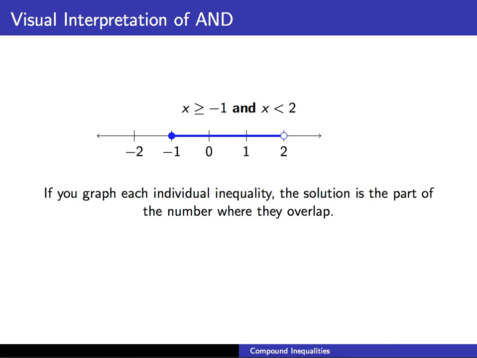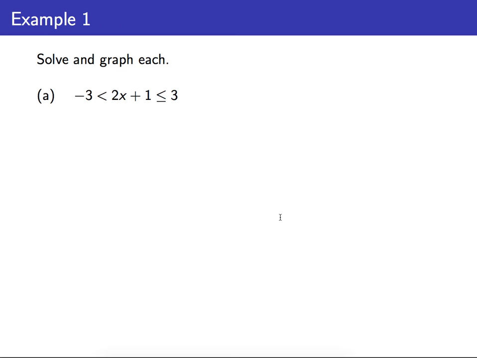From a visual interpretation, if you graph each individual inequality, here we have x is greater than or equal to -1 and x is less than 2. Greater than or equal to at -1, closed circle; less than at the 2 is an open circle. If you graph each individual inequality, the solution for and is the part where they overlap. X is greater than or equal to -1, closed circle at -1, and shades forever to the right. X is less than 2, open circle at x equals 2, and shade forever to the left. So they overlap in between the two numbers.